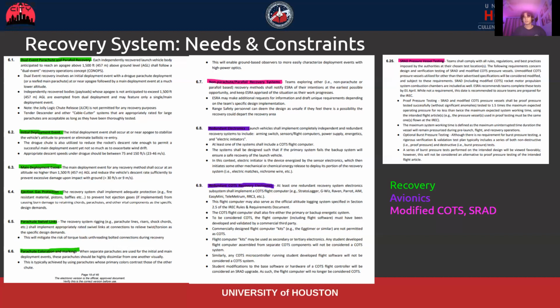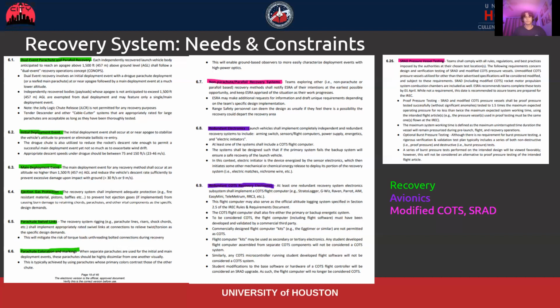Ejection gas protection, self-explanatory. Parachute swivel links, self-explanatory. Parachute coloration and markings, just having different color parachutes so you can identify if like the drogue or the main has deployed. Non-parachute, that doesn't apply to us. Redundant electronics, that kind of has to do with us, but it's more on the avionics side. A redundant COTS recovery electronic, more of avionics.